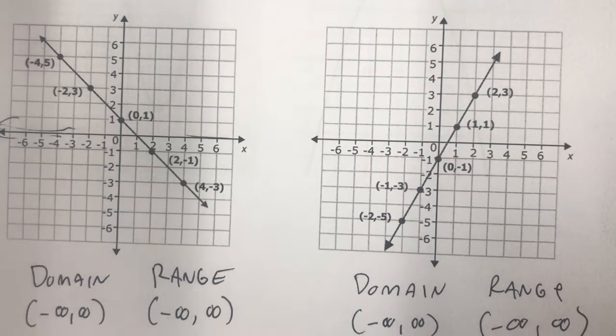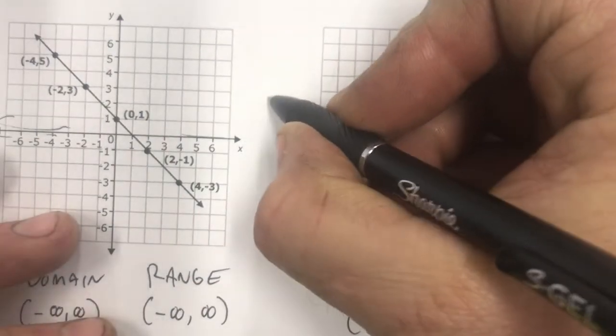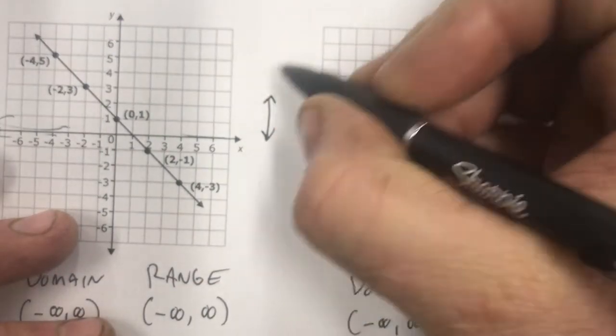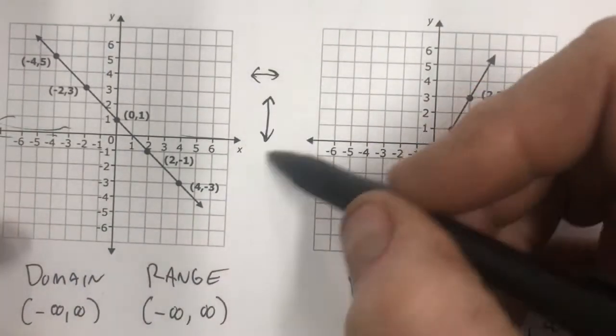unless there's two ways it could not be. And that's if you have a line that goes straight up and down, because it doesn't go left and right any. So it means the domain would just be that one value.